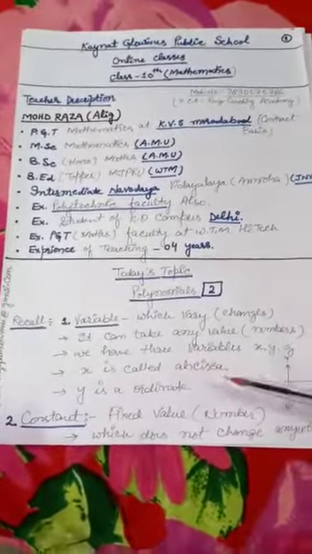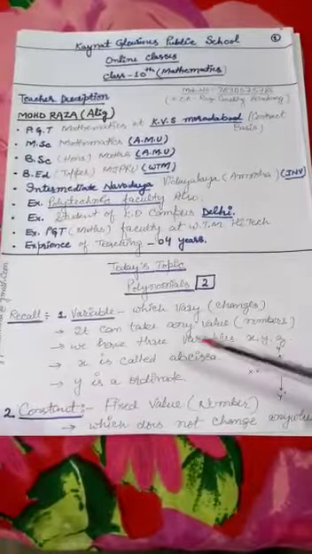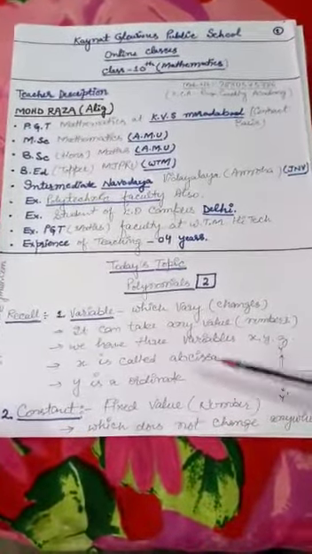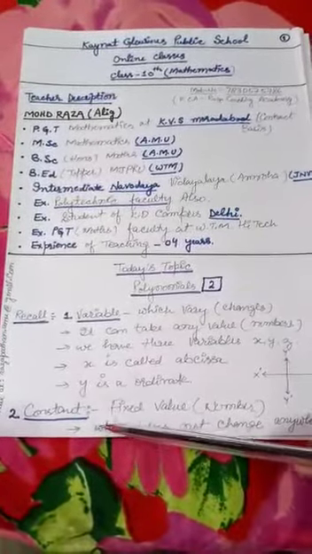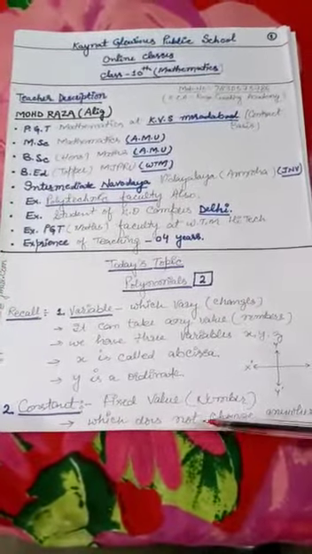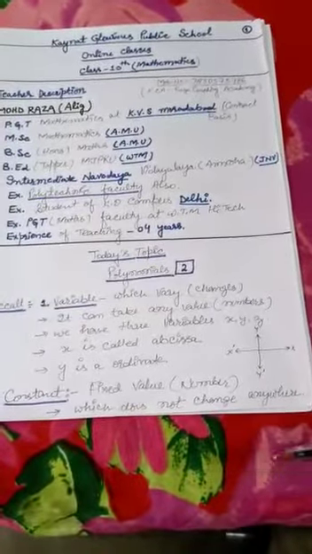X can take any value, y can take any value and z can take any value. It changes all the time. So a variable is not fixed, it varies. Now we understand what is a constant. A constant is a fixed value or number. All the numbers are called constants. A constant does not change anywhere.